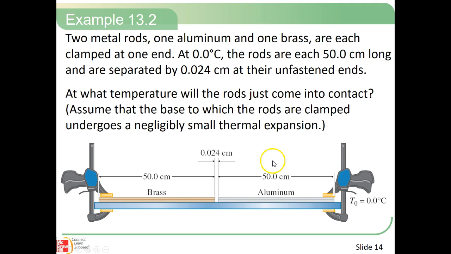Next problem here, we've got two metal rods. One is aluminum and one is brass. Each is clamped at one end. It says at 0 degrees Celsius the rods are 50 centimeters long, so they're each the same length, and they're separated by 0.024 centimeters. They want to know at what temperature those rods will just come into contact, so we can assume that the base of the rods are clamped and they undergo negligible thermal expansion.